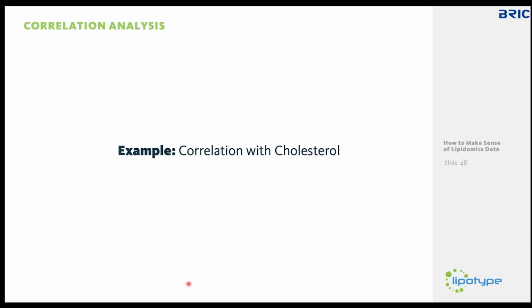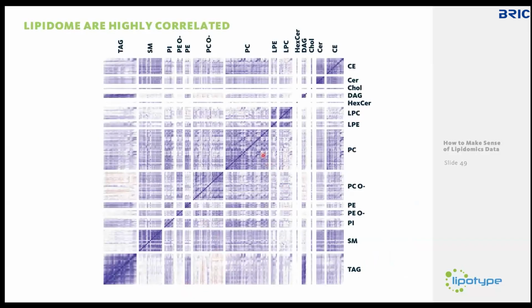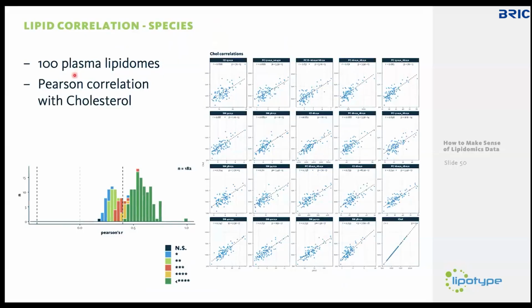So I cheated here a little bit. I took the correlation of cholesterol with other lipids, which is usually giving you nice results because lipidomes in general are usually highly correlated. So for example, triacylglycerides with themselves are usually showing a lot of co-correlation. Here we actually took 100 plasma lipidomes and looked at how they correlate with cholesterol. And sanity check, of course, cholesterol does correlate with itself perfectly. That's what you see here.